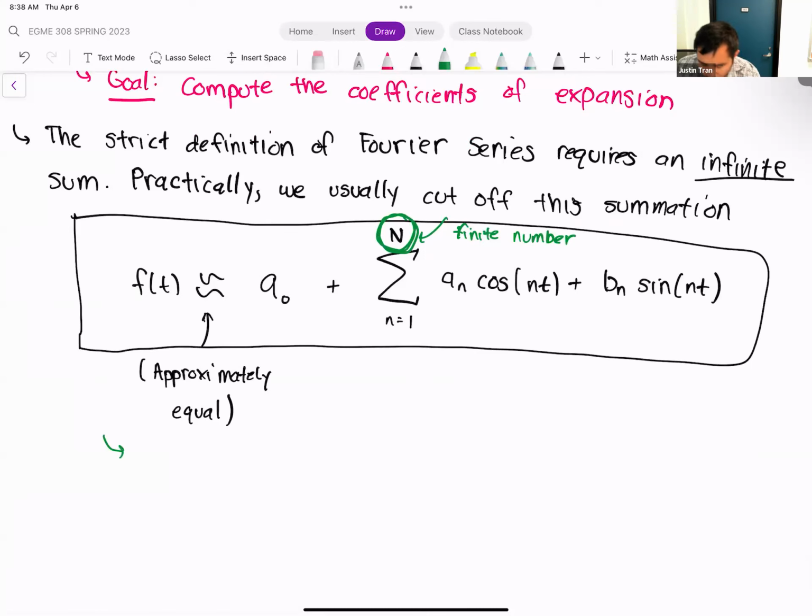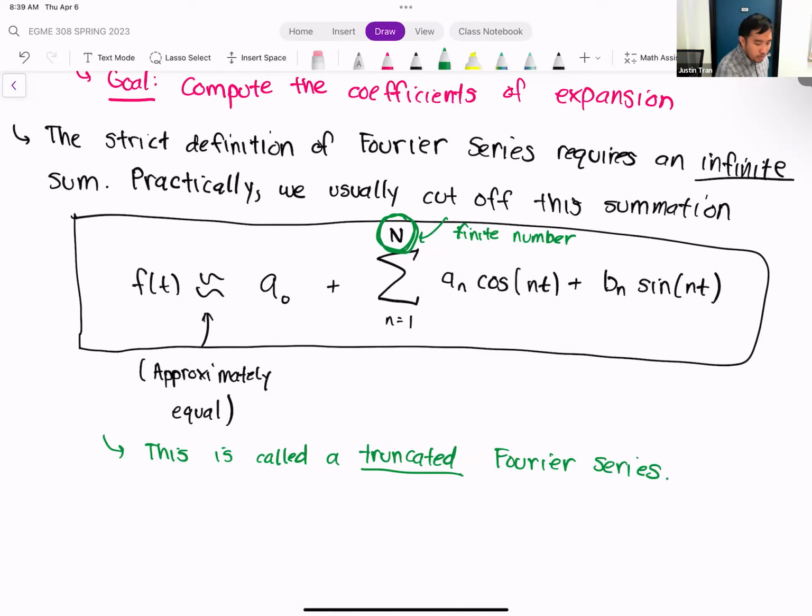And so when we do this, when we cut off the Fourier series and we don't add it up to infinity, we call this truncation. So we're basically truncating the Fourier series version. It's truncated because we're not including all the terms that are out there. Okay. So truncation is something that happens a lot, especially in a lot of applications that use Fourier series.